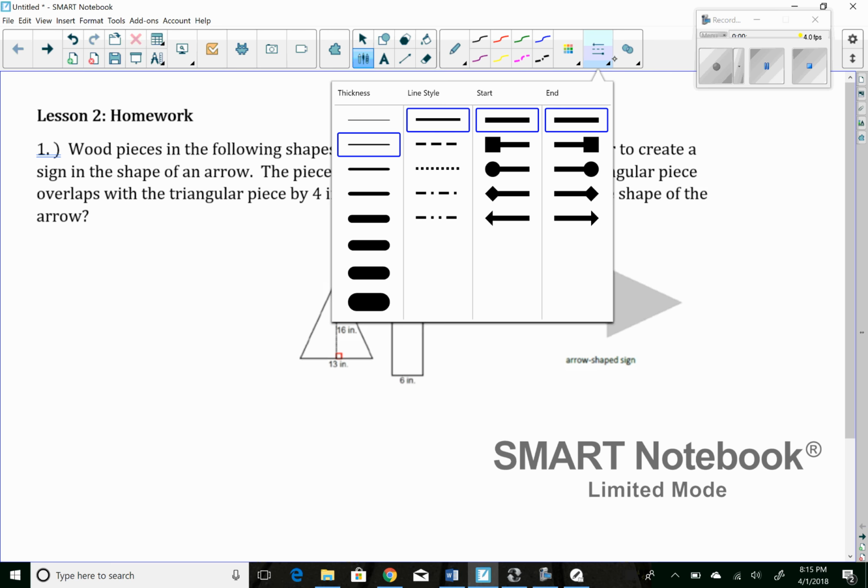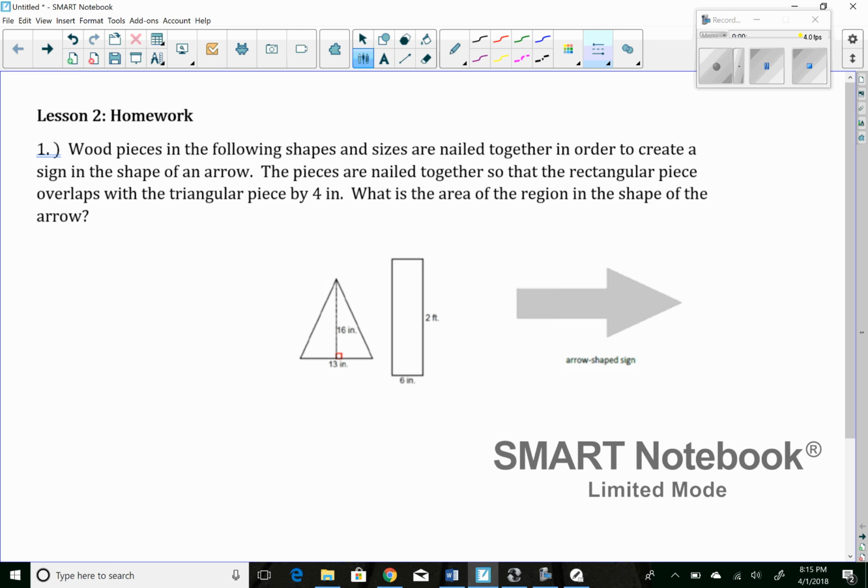So in this first example, it gives us these two wood pieces. First thing that I noticed in looking at the diagram is that this is in feet when everything else is in inches. So what I'm going to do here is change this to 24 inches. Now, if you keep reading, it also tells you that the rectangular piece overlaps the triangular piece by 4 inches.